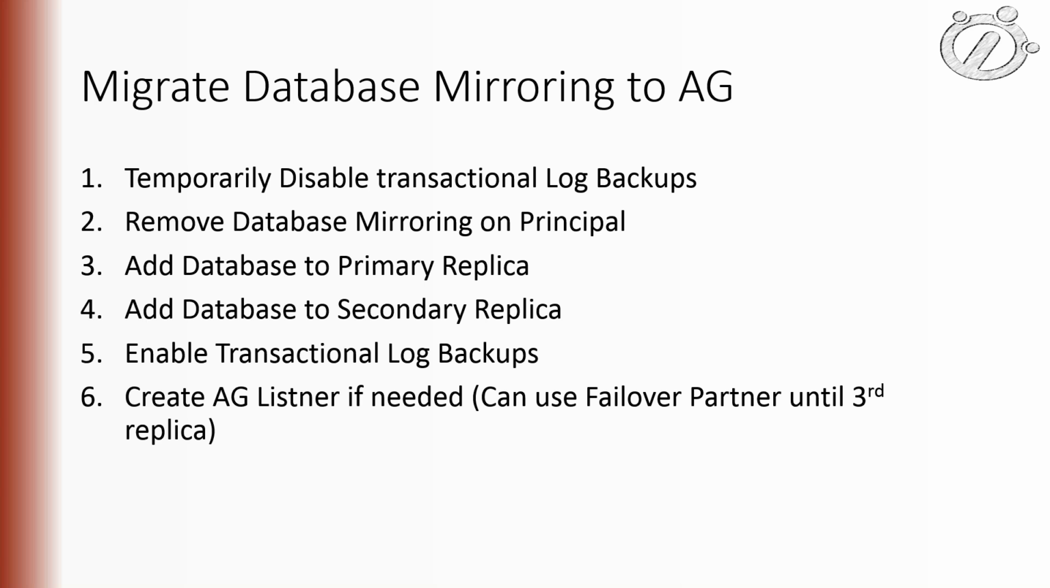The other thing to point out: if you're using database mirroring and you just have your principal and your mirror, which is all you're allowed, you can use failover partner in your connection strings to help with connectivity. If your availability group is just going to be the two replicas, you can still use that failover partner in a connection string. If you're going to go to a third or more replicas, though, that's when you may want to consider availability group listeners and use that as your single point for connectivity.